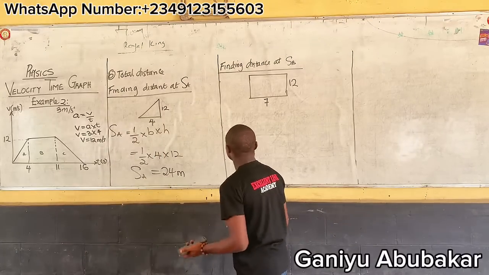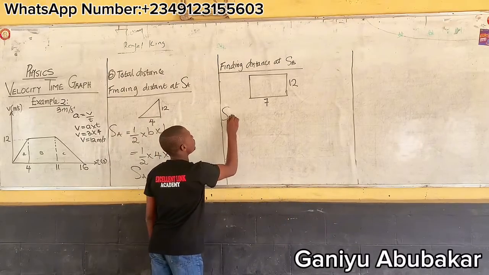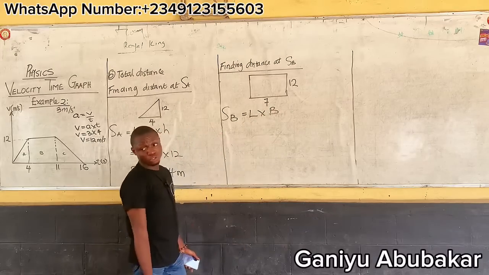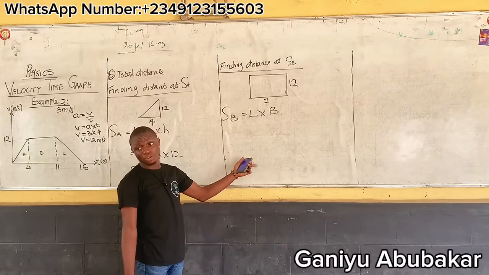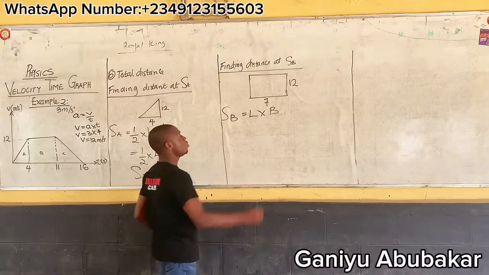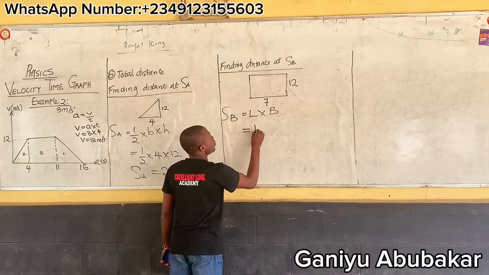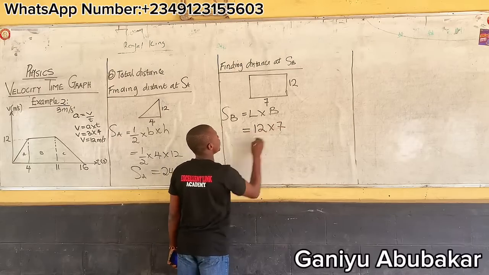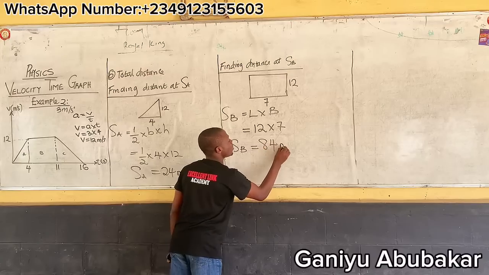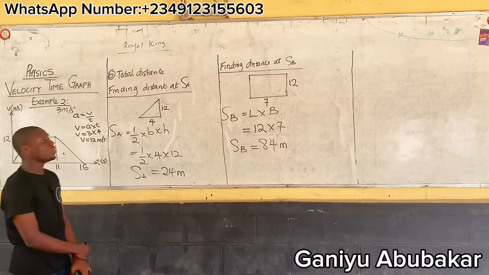So what do you get here? What is SB? Length times breadth, or length times height, anyway. This is the area of a rectangle. What's your length there? 12 times 7. What's my answer, please? 84 in what? In meters. I'm done with this.